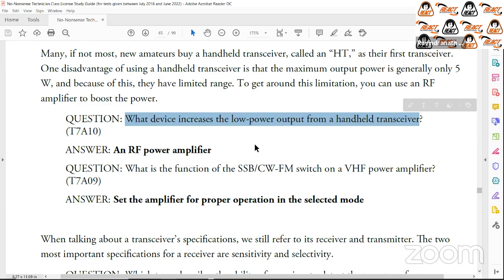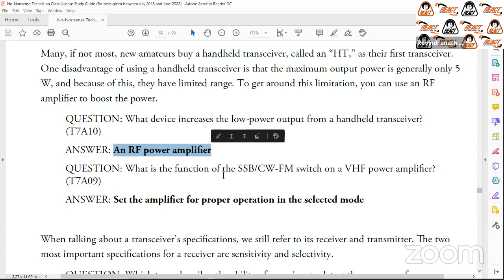Next question. What device increases the low power output from a handheld transceiver? We had a slide in the slide deck to show this visually. That device is an RF, or radio frequency, power amplifier.